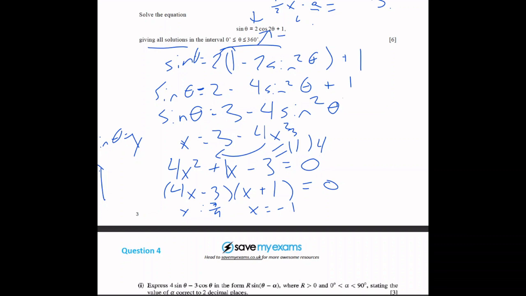So now, because sine theta equals x, I'm going to do sine theta equals 3/4. I'll take the inverse sine on both sides, but also sine theta equals negative 1. I already took the inverse sine previously. So the first one is going to be 48.6.